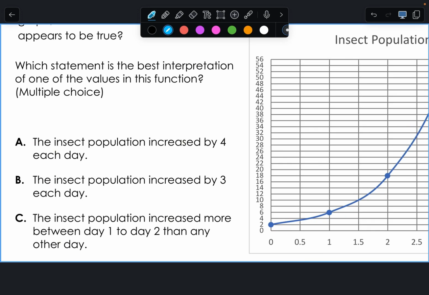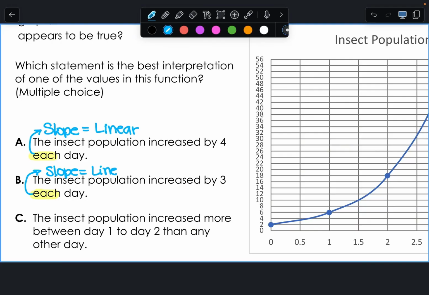If it's increasing by 4 each day, what is it implying? That it would be counting by 4, meaning we are what? Adding, subtracting, multiplying, or dividing? Adding. Anytime you see the word each, that means linear, slope. If you're adding 4 every day or adding 3 every day, you'll end up with a straight line.